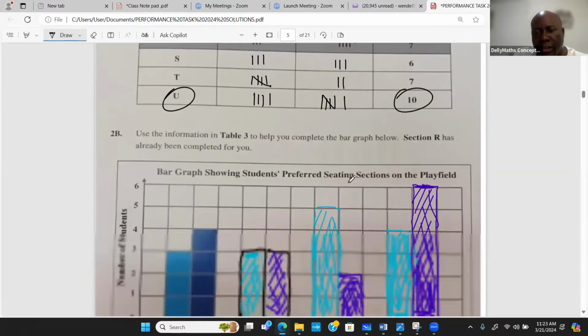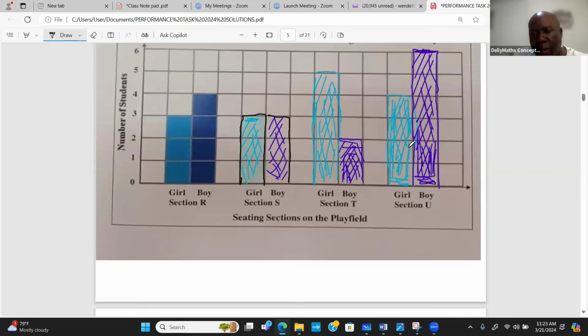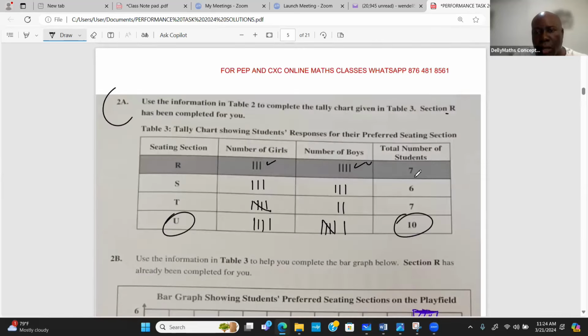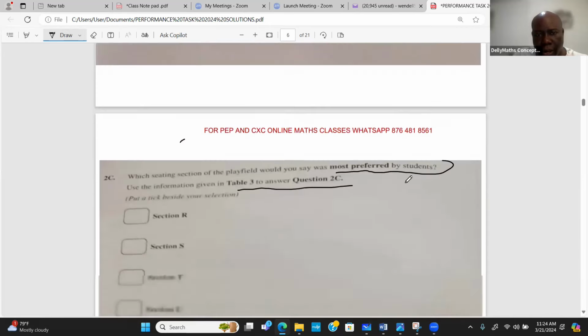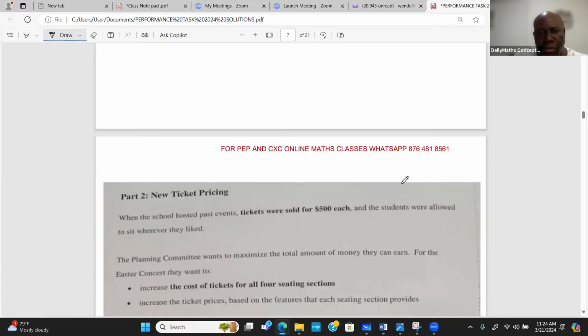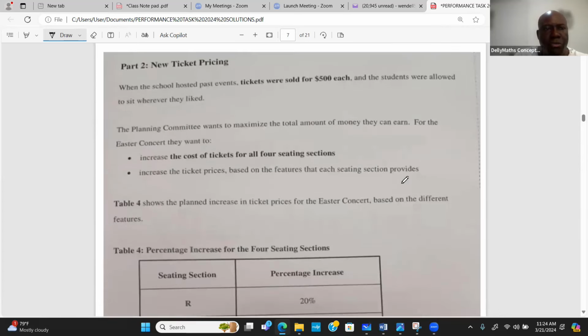So you just want to make sure that you have it. You're seeing it at the end here, 4 and 6, which is 10. And you're seeing the total here as well from the table, all right? So seating U is the one that they prefer the most. All right, let's keep going into part 2.